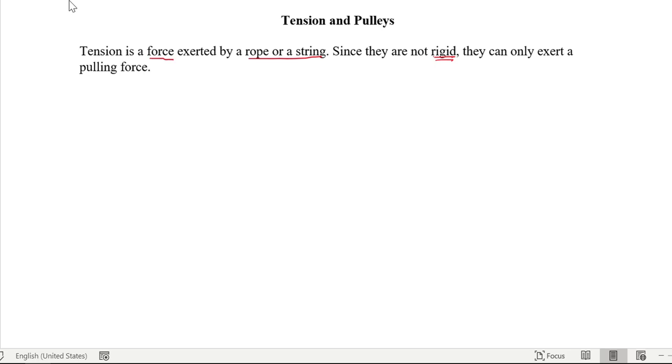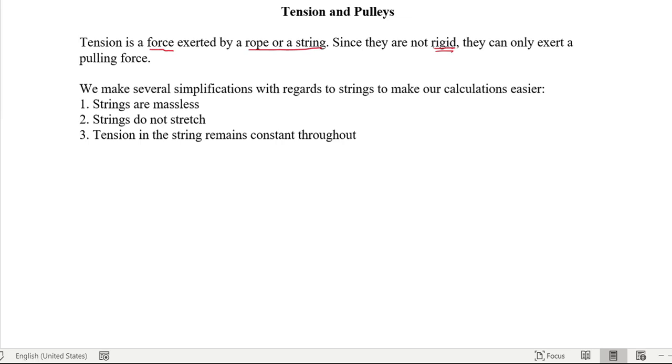So think about your lanyard, for example. You can wrap a lanyard around something and pull, but you can't use that lanyard to push something away, right? So we have to keep that in mind. And since we want to simplify our calculations, we make some assumptions, all right? They may not necessarily be true, but for grade 11, and really most of the time, it makes the calculation much easier. So let's see what these assumptions or simplifications are, okay?